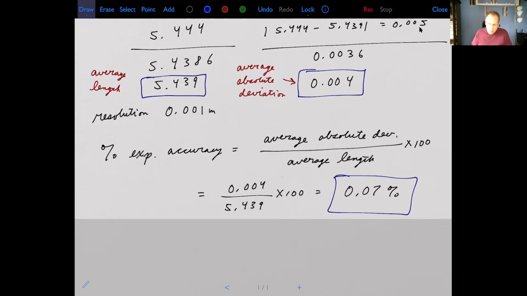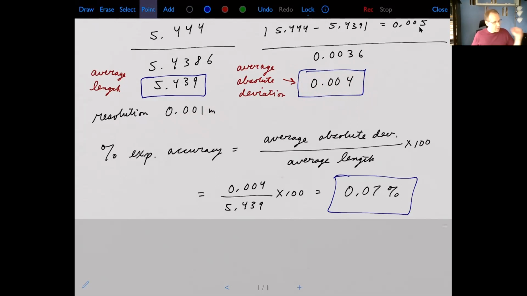Okay. The other thing that you have to remember is that this average absolute deviation can never be less than the resolution of the instrument, right? If this happened to be 0 or something really, really small, you'd have to use at least 0.001 here. But in this case, it was greater than that, right? 0.004, so we could just use that value directly. Okay, so hopefully you remember that. It's important, again, in this semester, we will be calculating this quite often.